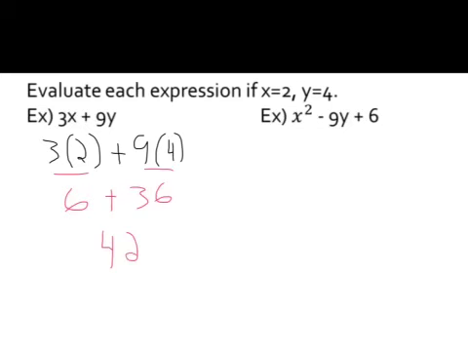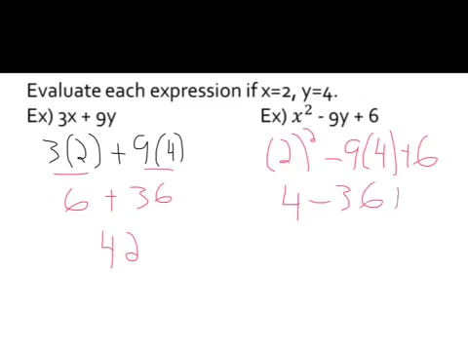We're going to use the same values for x and y on example 2. So I'm going to take out the x and I'm going to replace it with 2. I'll take out the y, I'm going to replace it with 4. And the 6 stays by itself. The 6 is your constant. 2 squared, 2 times 2 is 4. Negative 9 times 4 is negative 36.